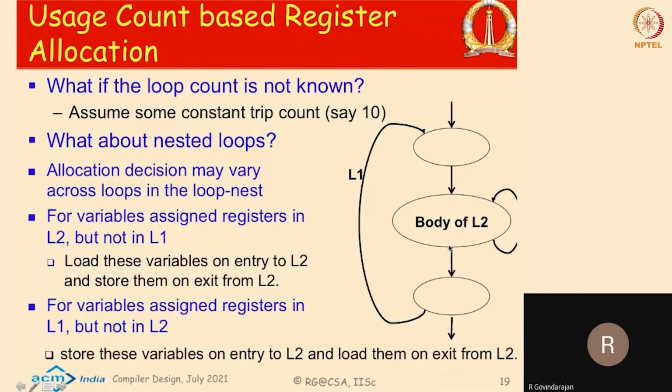So there are some simple rules. You can go through them to understand, not spend time on that. So that's really how the simple usage count based register allocation works. It quickly estimates how often each variable is going to be used and which variables conflict with each other, and then based on that decides which variables should be allocated registers.